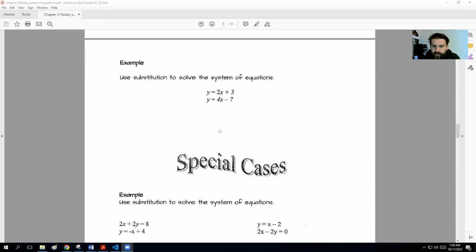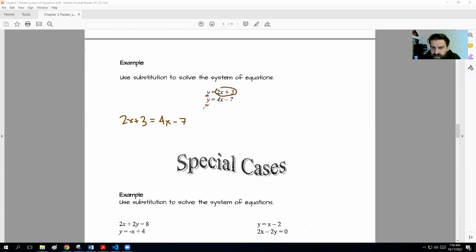Okay. Let's practice this one here. All right, well, notice here we have y by itself on both of those. So it technically doesn't matter. But I'm going to just say, since y equals 2x plus 3, I'm going to change that y to 2x plus 3. So we're going to say 2x plus 3 is equal to 4x minus 7.